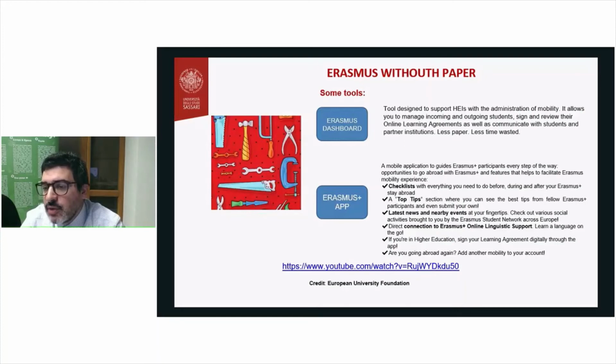Now there is also an interesting connection to what they call online linguistic support, which is basically access to language courses. Through the app, the web app, students can get access to free language courses to learn a language, let's say, on the go. Okay.